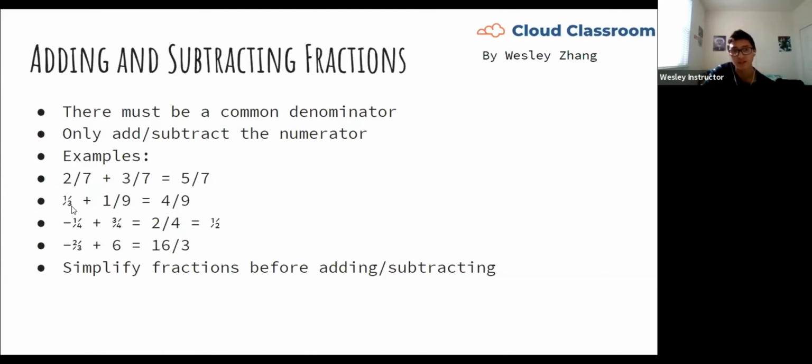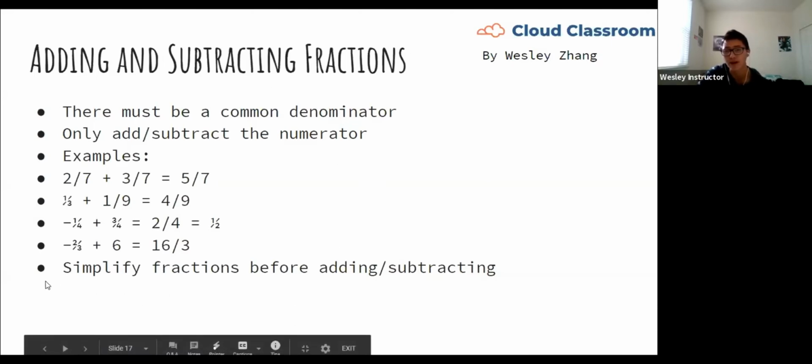1/3 plus 1/9, you have to find a common denominator. So you've got to multiply 1/3 by 3/3 to get a 9 in the denominator, and you get 4/9. And then same thing for the other ones. So just find the LCM of both of the denominators, and then you can add the numerators after that, or subtract. And you guys should simplify the fractions before adding and subtracting, just so you get smaller numbers, and it makes it a lot easier.